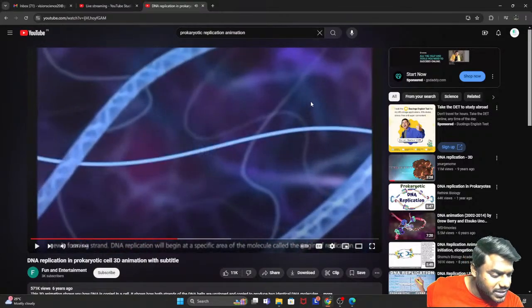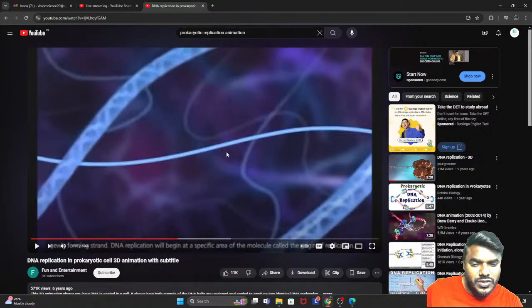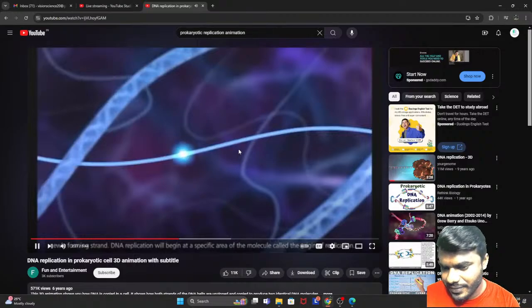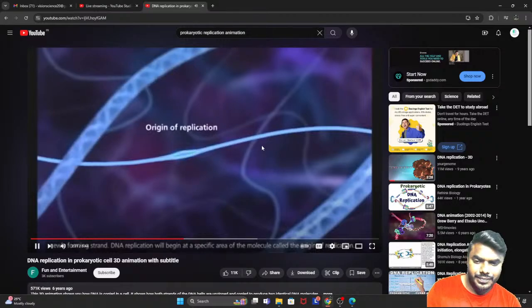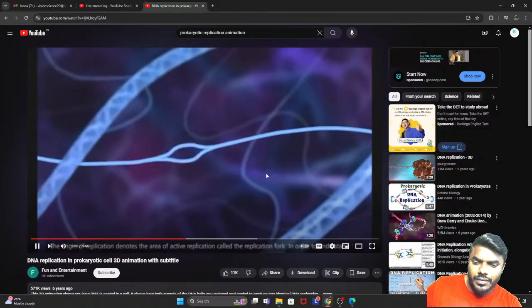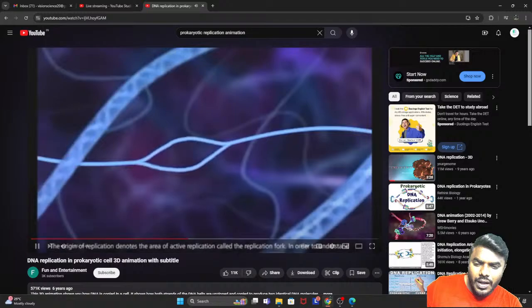DNA replication. Look into this. DNA replication is not at all happening randomly. I want every one of you to focus on it. DNA replication always happens at a specific point. That point we call the ORC. Replication will begin at a specific area. You see that specific area which was highlighted here? That is what exactly we call the ORC, the origin of replication. The origin of replication denotes the area of active replication.